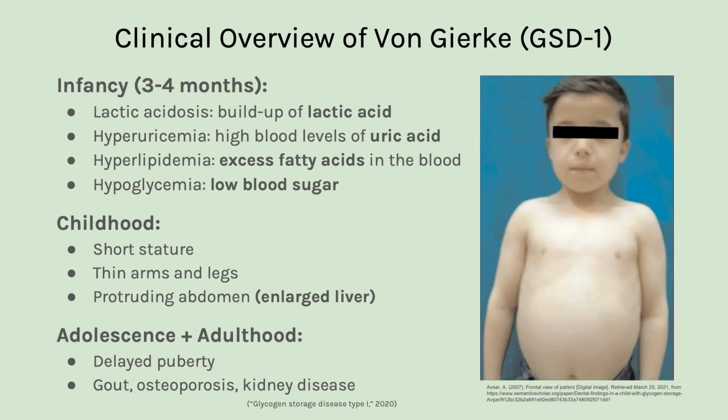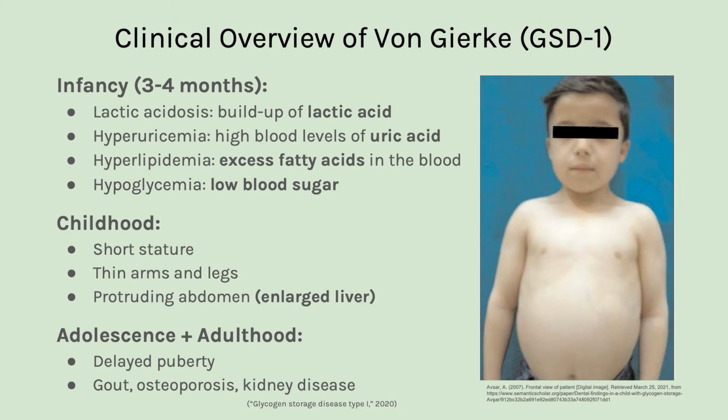GSD1 typically begins to present symptoms at around 3 to 4 months of age. Infants experience lactic acidosis, hyperuricemia, hyperlipidemia, and hypoglycemia, which will be discussed later in the presentation. As these children grow older, they are short in stature, have thin arms and legs, and a protruding abdomen as a result of an enlarged liver. In adolescence and adulthood, people with GSD1 have an increased risk of delayed puberty and a number of health issues, such as gout and kidney disease.